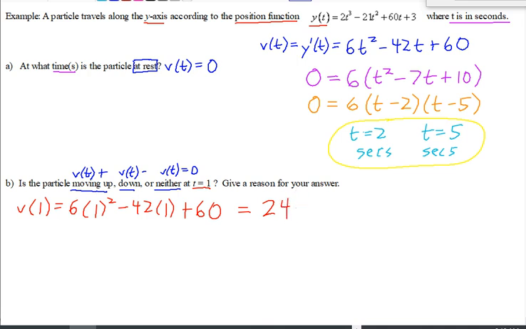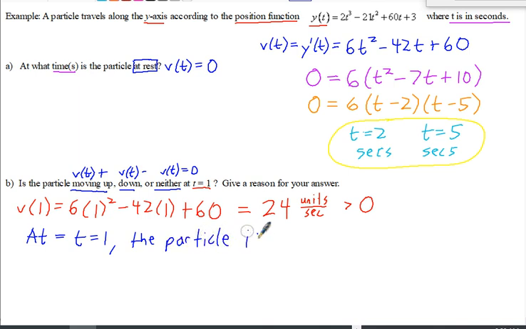And the units here would just be units per second if we needed this. But notice that's not what it asked for. It didn't say what the velocity is. The key is that that 24 is greater than 0, right? That it's positive. So that tells us the particle is moving up. So we can change this question into a statement. We can say, at t equals 1, the particle is moving up.